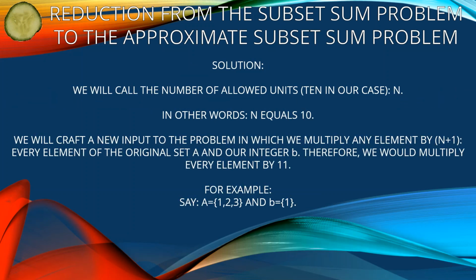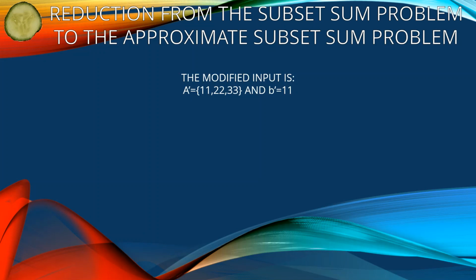Solution. We will call the number of allowed units, 10 in our case, n. In other words, n equals 10. We will craft a new input to the problem, in which we multiply every element of the original set A and our integer b by n plus 1. Therefore, we would multiply every element by 11. For example, say A equals 1, 2, 3 and b equals 1. The modified input is 11, 22 and 33 and b equals 11.